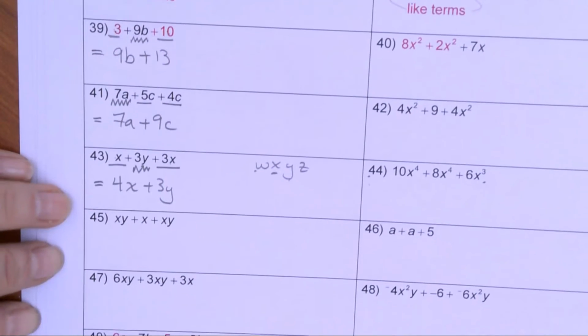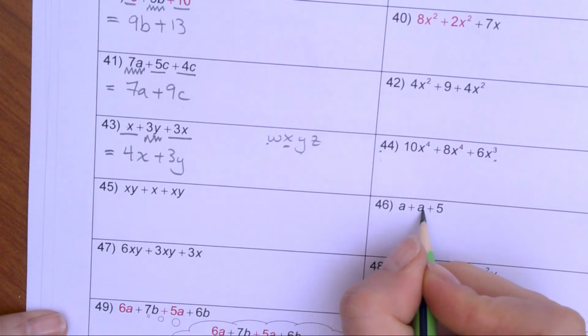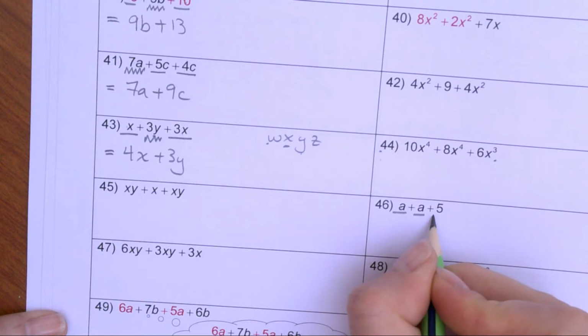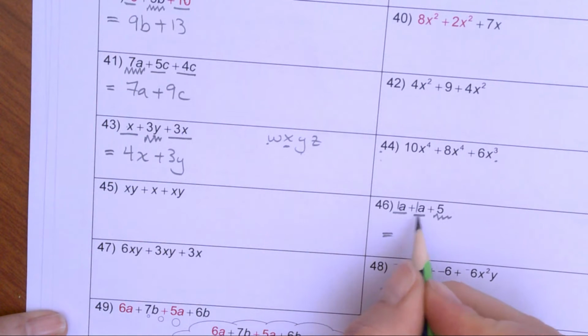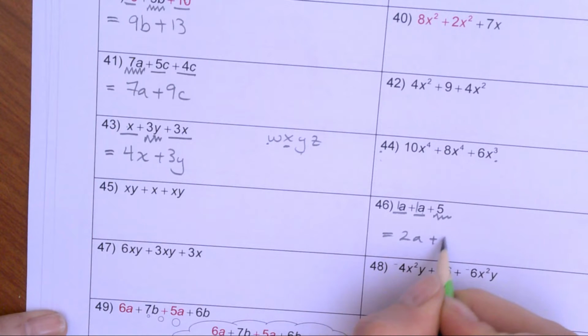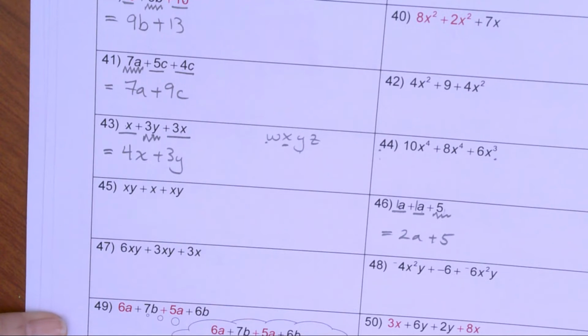Okay, let's look at this side here. So I have an A plus an A. These are the same. These are like terms, and this is different. So there's really a 1 hiding in there. So an apple plus an apple is 2 apples. And that one goes at the end because it doesn't have a letter. It's a constant term.